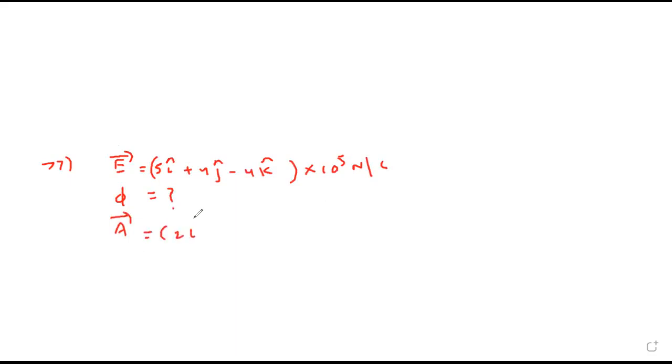The electric field in a space is 5 i cap plus 4 j cap minus 4 k cap into 10 raised to 5 newton per coulomb. The electric flux phi is how much over a field of area 2 i cap minus j cap into 10 raised to minus 2? Parvati, is flux a scalar quantity or vector quantity?